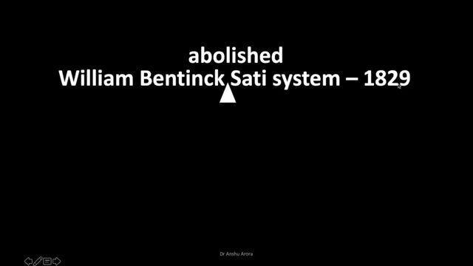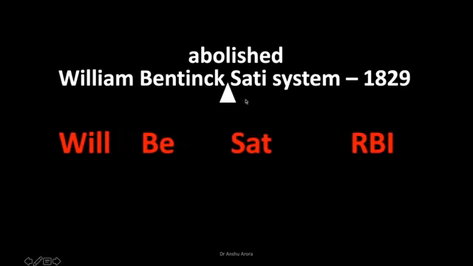Historical information and dates, like William Bentinck abolished the Sati system in 1829, can be remembered if you know how to convert this number into alphabets. Actually, 18 stands for R, 2 stands for B, and 9 stands for I. So if we write that and pull out some alphabets from the main sentence, it will be Saturday, also a holiday, at RBI. Then RBI and 1829 can be easily remembered. W will remind us of William, B will remind us of Bentinck, and Sat will remind us of Sati.